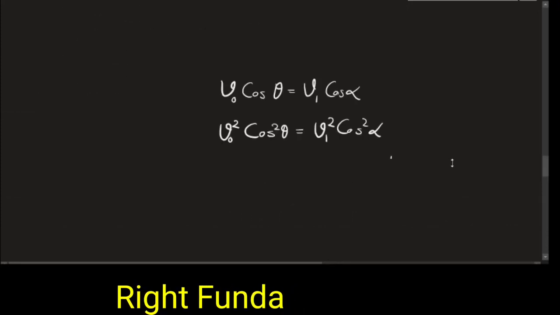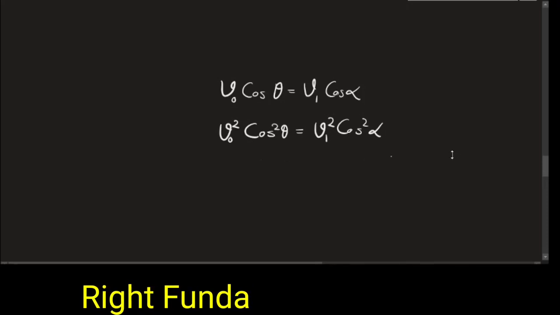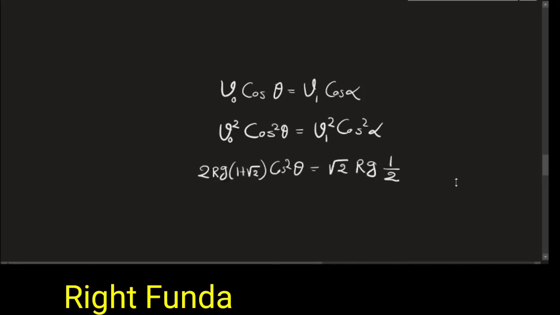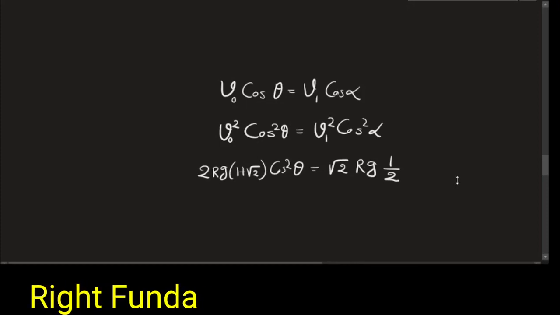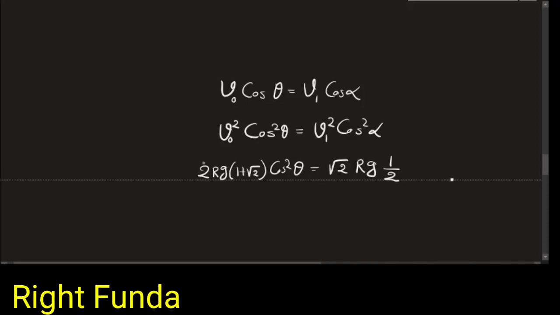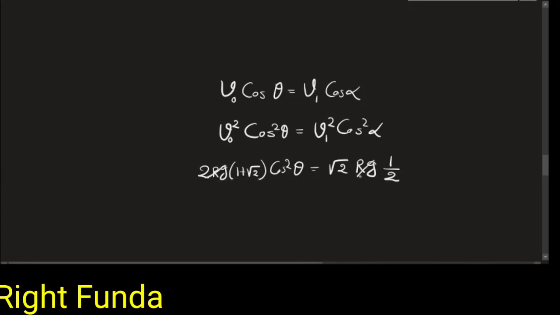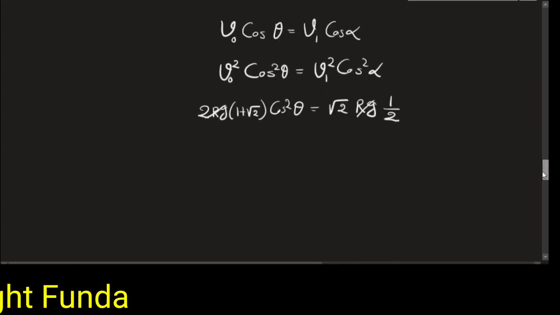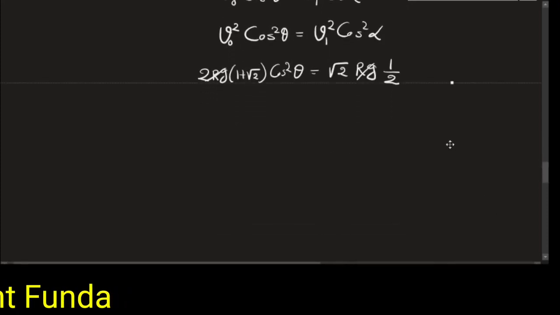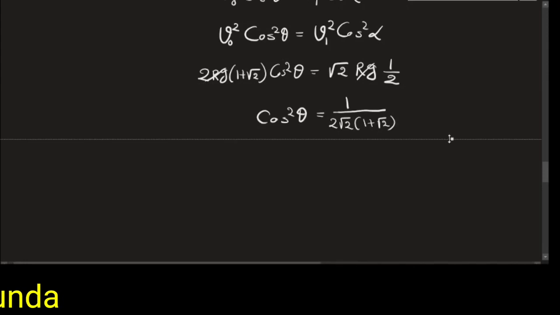So better, taking the square of both sides, let's put the value of v naught square and v1 square, and the value of theta can be obtained. So v naught square equals 2rg into (1 plus root 2), and v1 we calculate as root 2 rg. Now this rg gets cancelled, this becomes root 2, so 2 root 2 comes to this side. So cos square theta we can obtain: cos square theta is equal to 1 divided by 2 root 2 into (1 plus root 2).